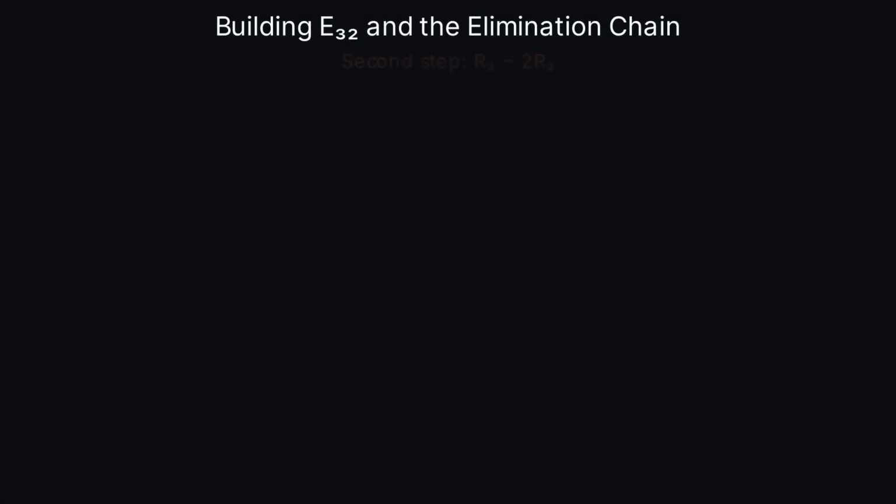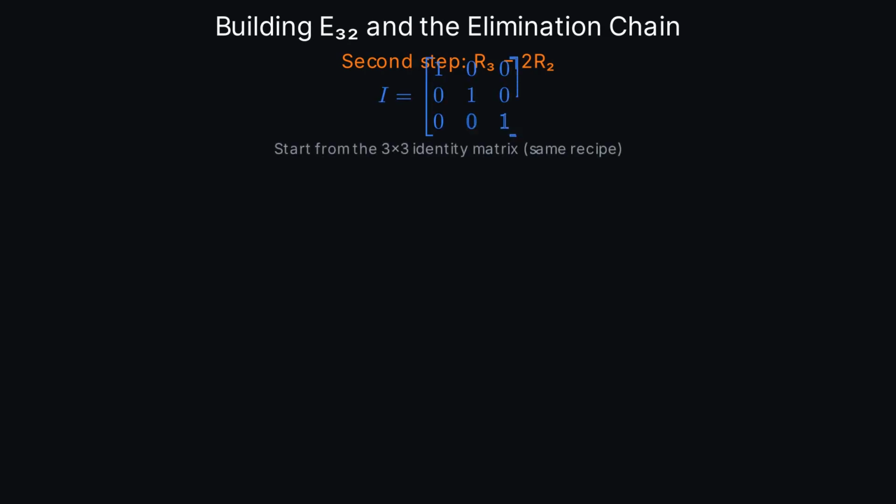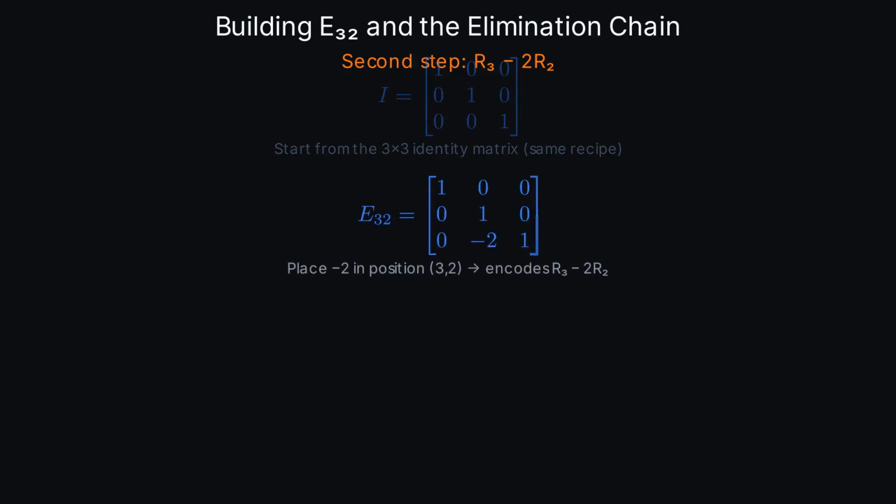One step captured. Now the second, subtract 2 times row 2 from row 3. Same recipe, start from the identity matrix and place -2 in position 3, 2. That gives us E₃₂ equals the matrix 1, 0, 0 in the first row, 0, 1, 0 in the second row, 0, -2, 1 in the third row.